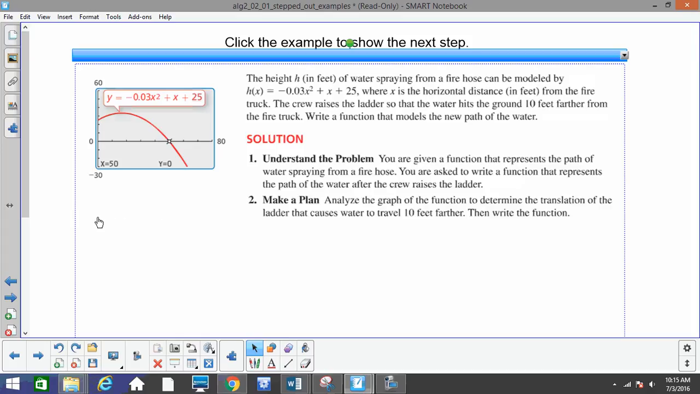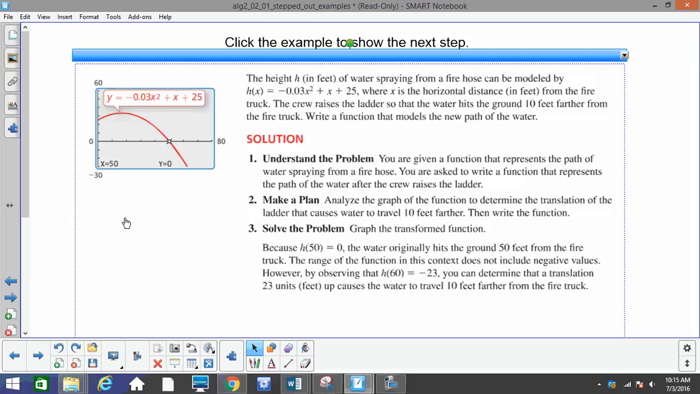How are we going to solve that? We want to analyze that graph, and we're going to have to determine a function. It says graph the function. Well, we did this on a graphing calculator. I probably used Desmos.